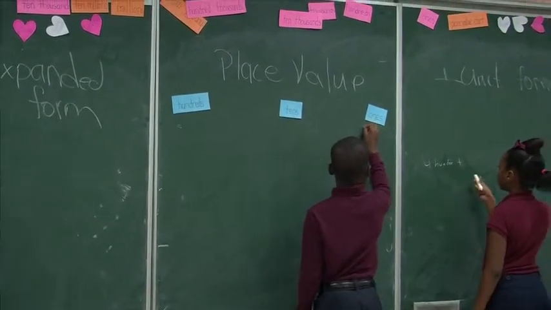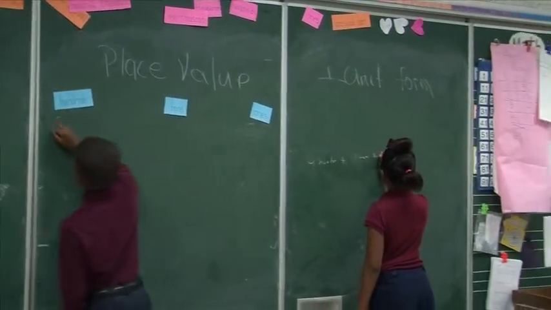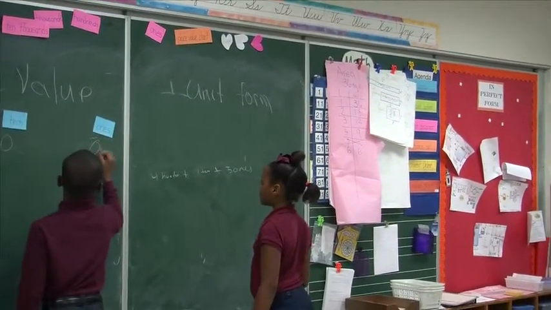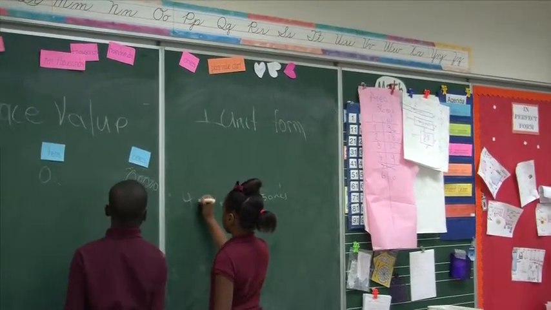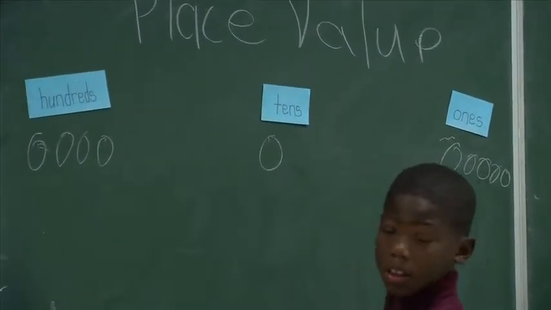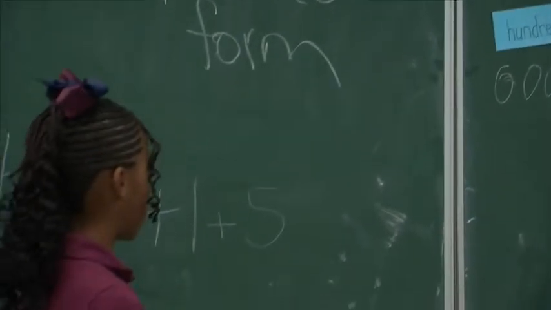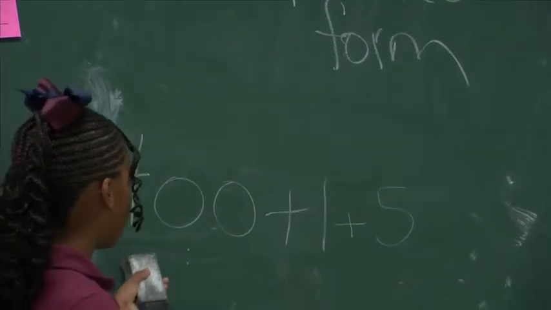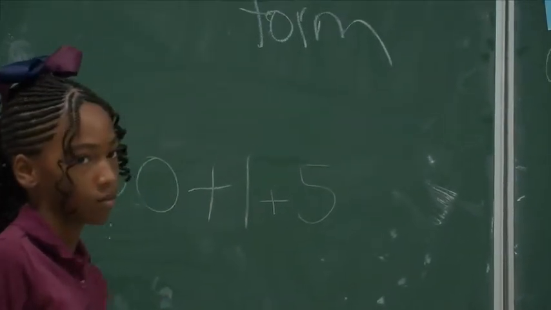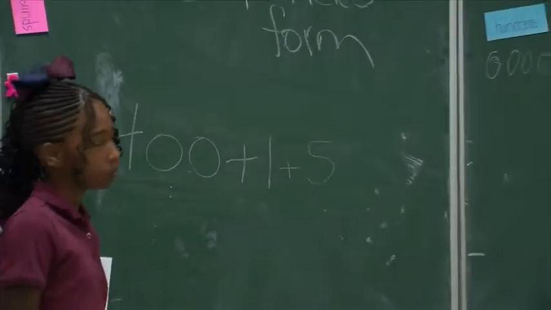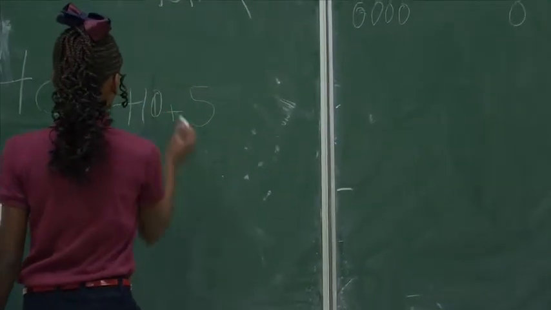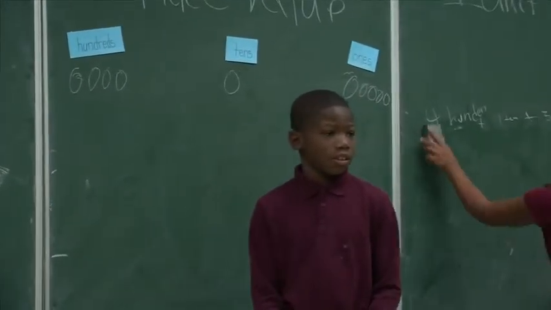Big enough for us to see it? Then what you got? I have 400 plus 10 plus 5 because the number was 415. So you're going to have 400, 1 ten, and 5 ones. And you're right, it is 1 ten. But is that number showing 1 ten? No, it's showing 10. How do you write 1 ten? Correct. Good job. Next, 204.